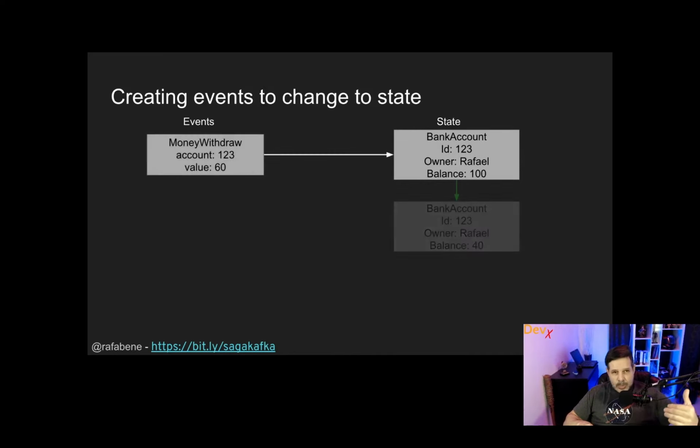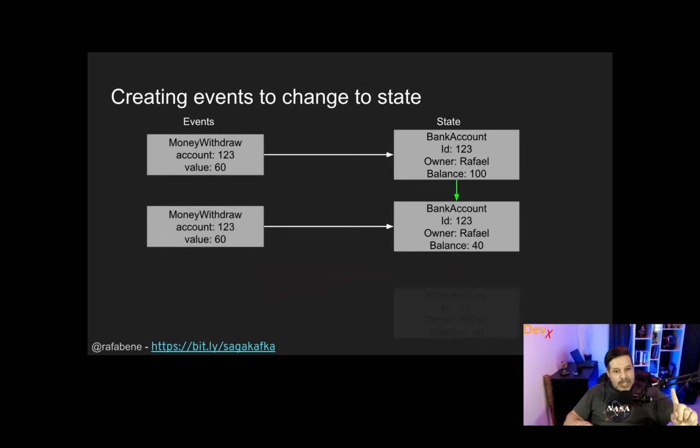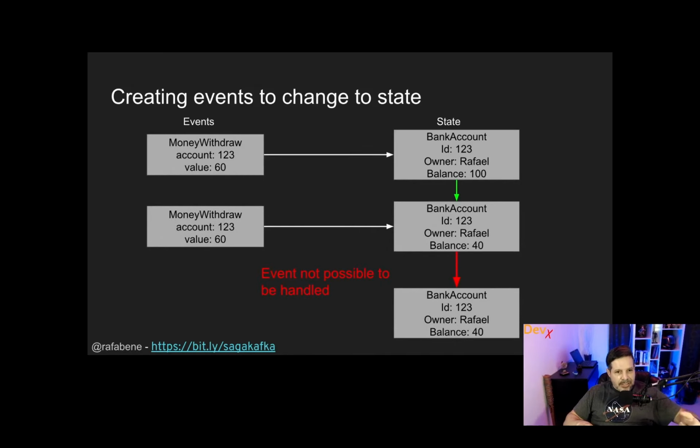Now we create an event to withdraw $60 that updated the balance. And if we try to do another event of withdrawing $60, that event is not possible to be handled. So what will happen? The state will not be changed. Okay, we will continue with the balance of $40.